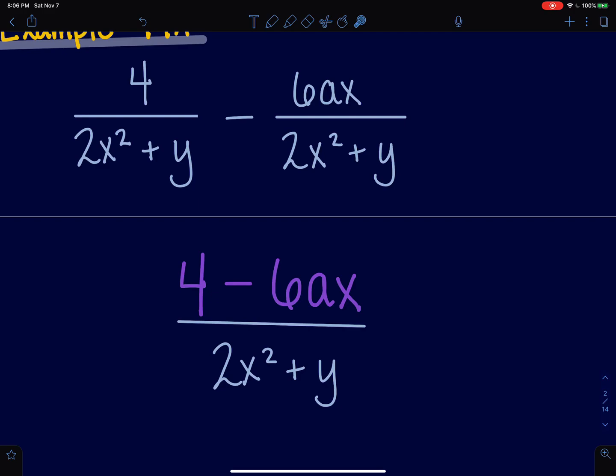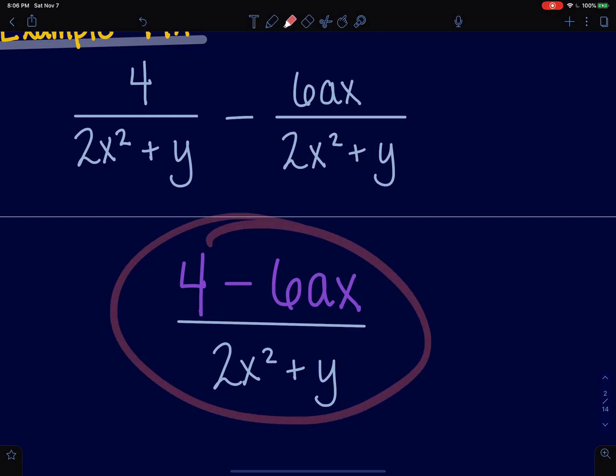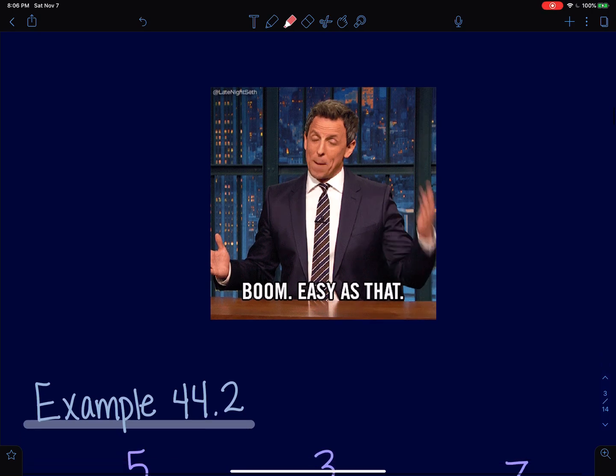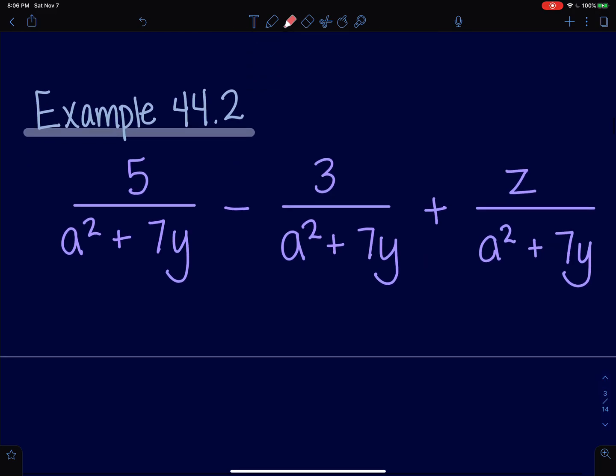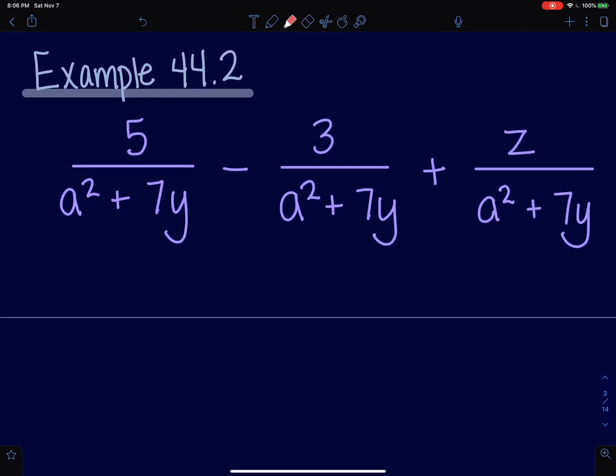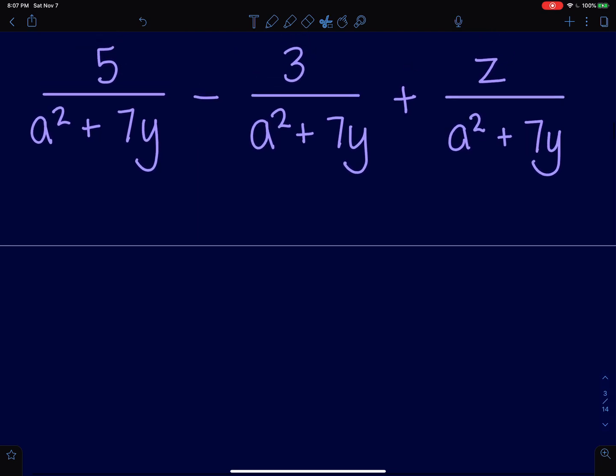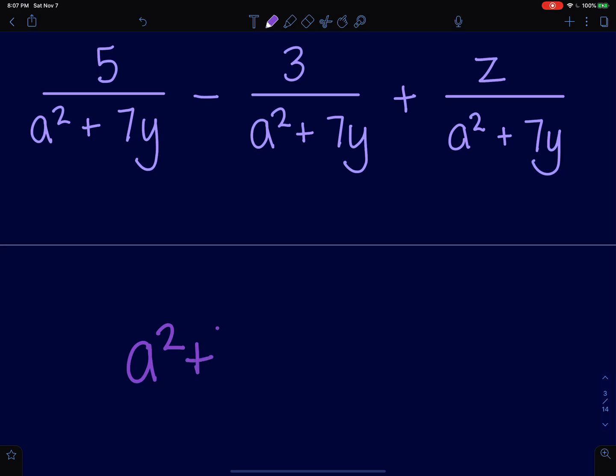So simple enough. As I know by this point, we start out simple and we're going to get more complex. So boom, easy as that, but not so easy. It's going to get a little trickier, and here it's already trickier on example 44.2. Again, we do have the same denominator. So we have a squared plus 7y across all of these. So that's the good news. I'm just going to write it underneath, so I'm going to do a squared plus 7y on the bottom.